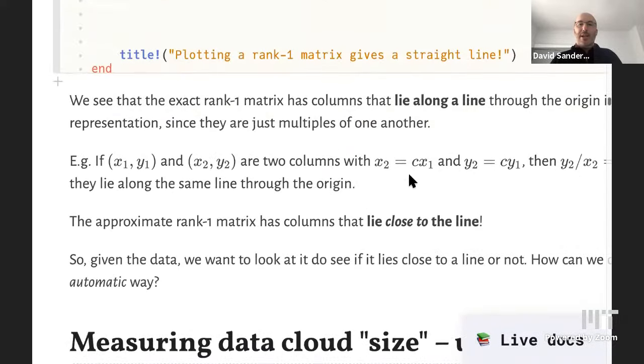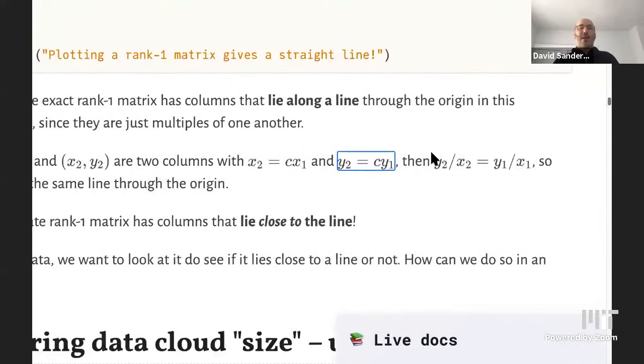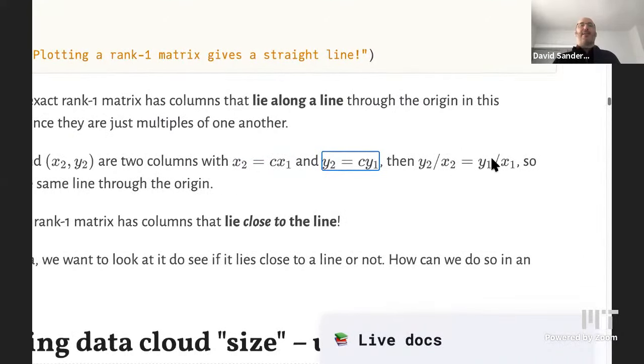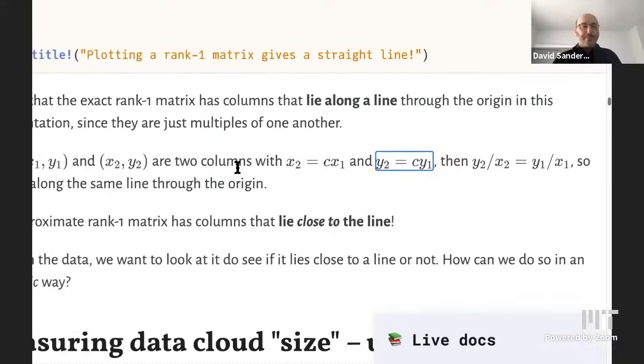So mathematically, if you have two columns, x1, y1, and x2, y2, and x2 is some constant times x1, and y2 is some constant times y1, of course, if you now divide y2 by x2, then it's the same as y1 divided by x1, and so they lie on the same straight line with this particular slope. Okay.